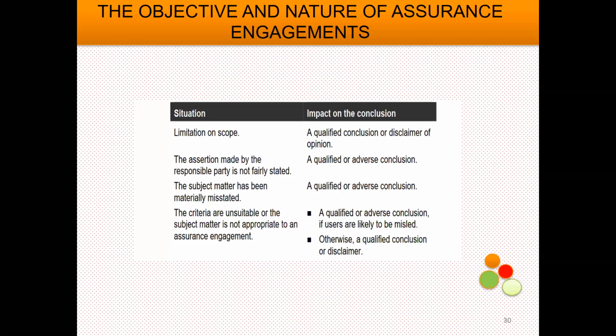So that's what we mean by a qualified conclusion. Then we have adverse conclusion or adverse opinion. An adverse opinion is simply an opinion made by the auditor that the financial statements have been misstated, misrepresented, and not fairly stated. So you have unqualified, everything is fairly stated; qualified, fairly stated with the exception of a particular area; adverse, it has been misstated.